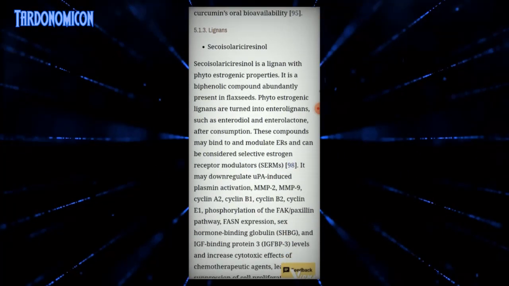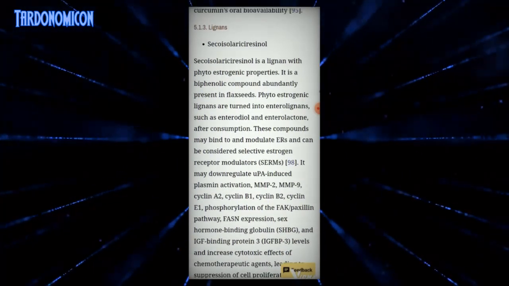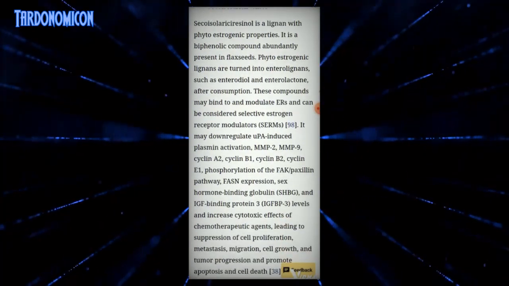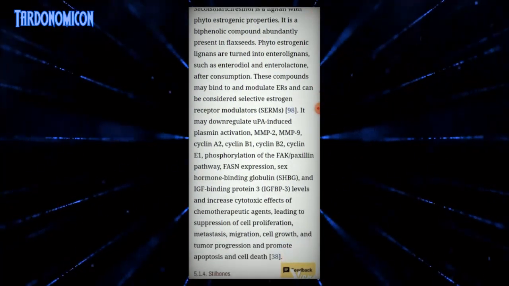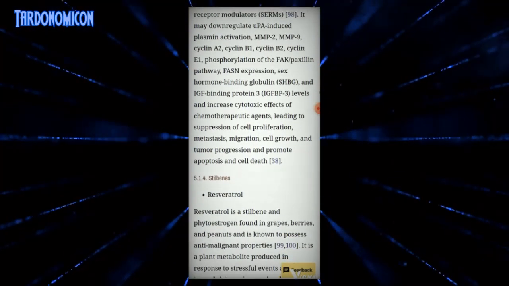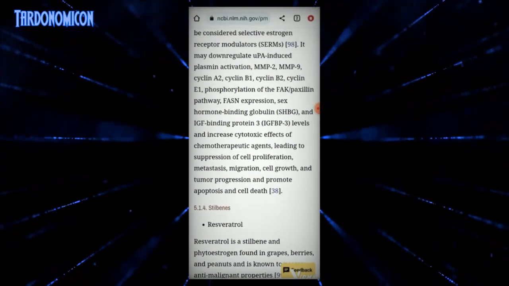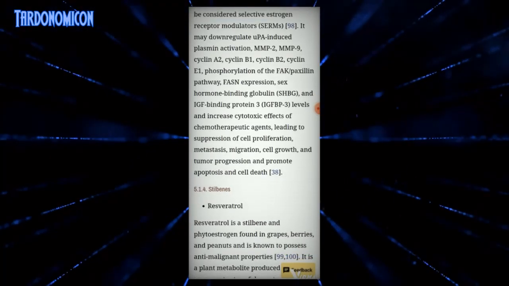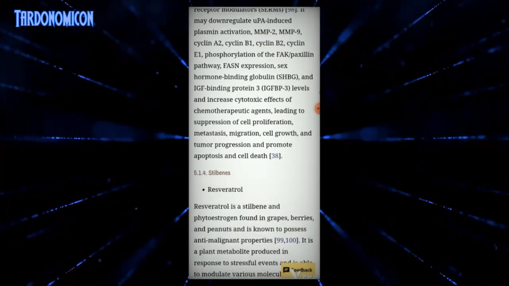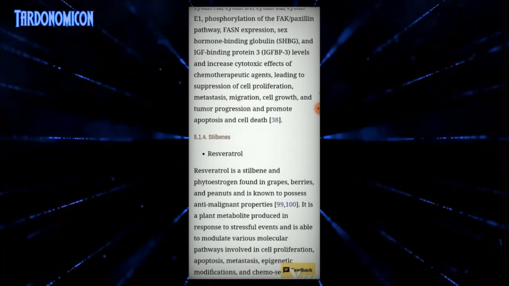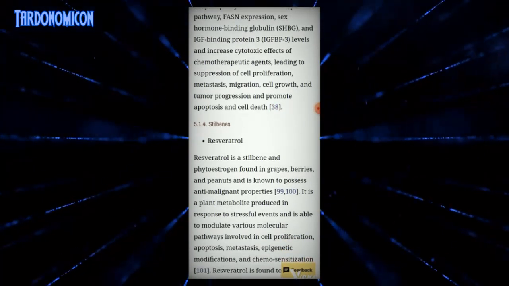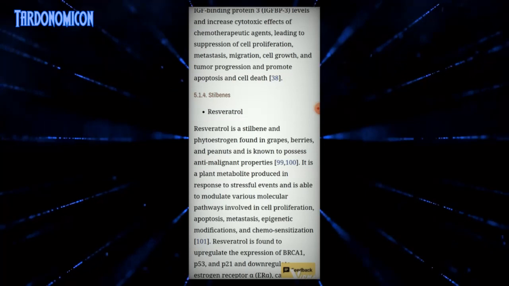Whatever the heck that is, a lignan, which has phytoestrogenic properties. It is a biophenolic compound abundantly present in flax seeds. This helps to increase the cytotoxic effects of chemotherapeutic agents, leading to suppression of cell proliferation, metastases, migration, cell growth, and tumor progression, and promotes apoptosis and cell death.